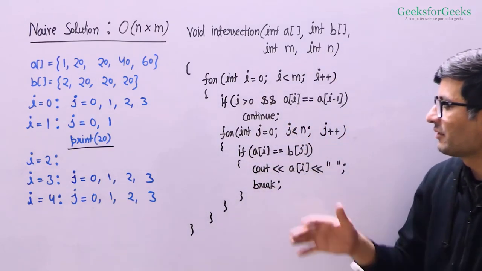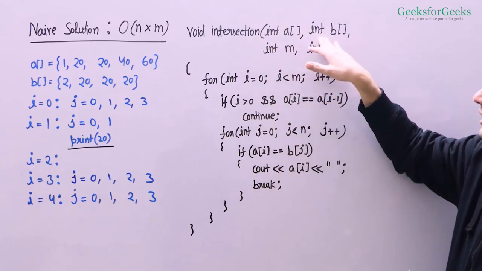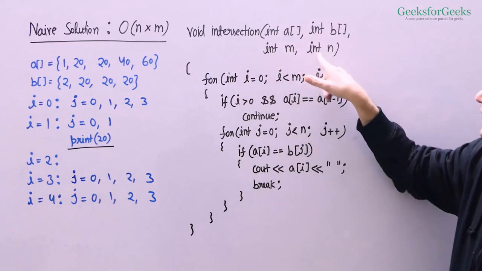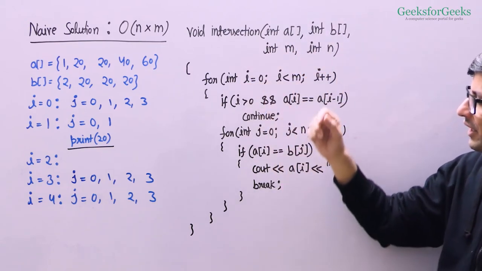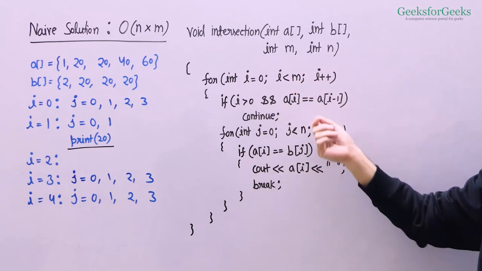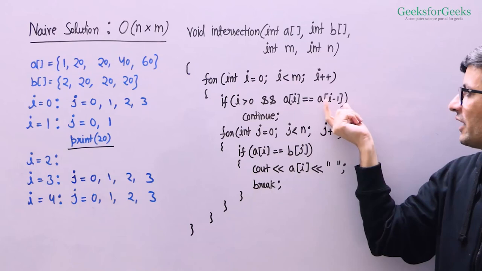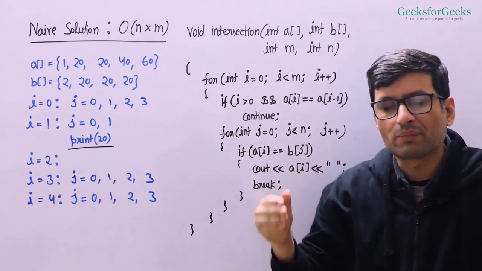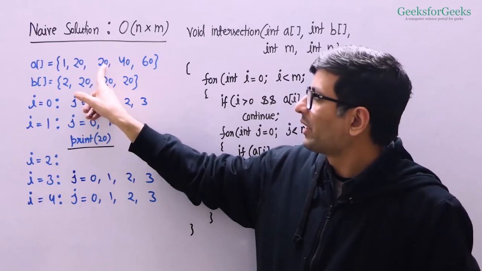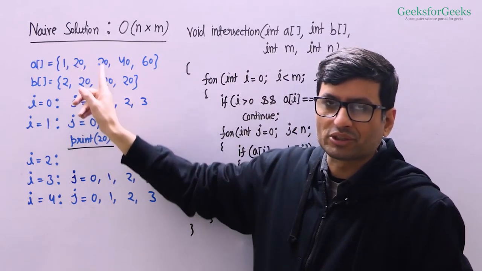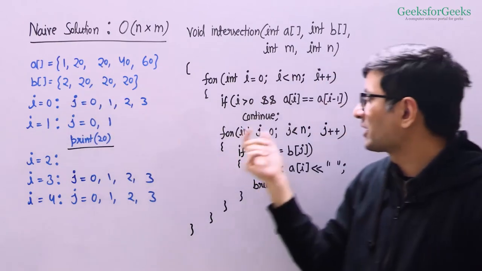Let's take a closer look at this implementation of the naive idea. I am taking two arrays as parameters. M is the size of array A, N is the size of array B. So we traverse through array A. For every element A[i], we first check if it is the same as the previous element or not. So we are comparing with A[i-1]. This is done to avoid printing duplicates. So if you are traversing through this array, when you come to this 20, you have already processed this 20 and it was there in the second array, so you must have printed it. So you don't want to print it again. That's why we have this condition.